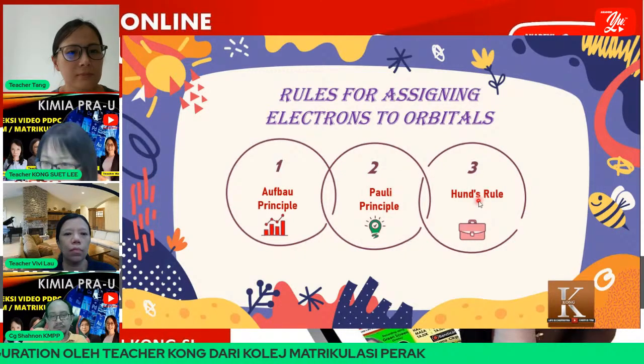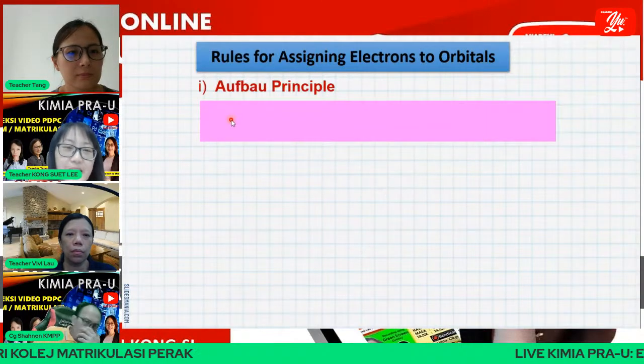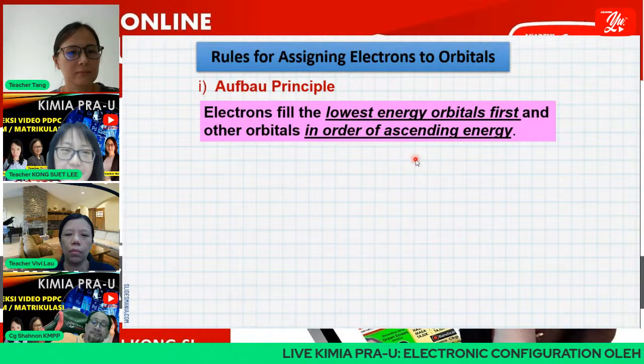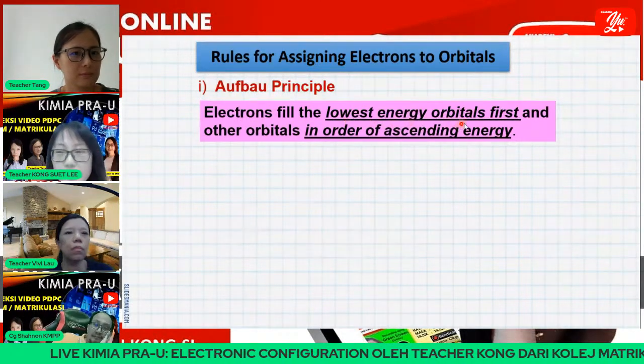Later you check Hund's with apostrophe s. How about Pauli? Okay, let's check. The first one, the Aufbau principle, based on the definition. Electrons fill in the lowest energy orbital first.